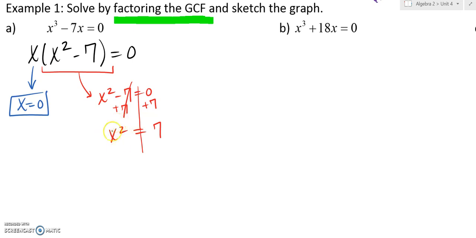Then I got to get rid of this exponent of 2. So I square root both sides. When I insert a square root, I have to insert a plus or minus symbol.